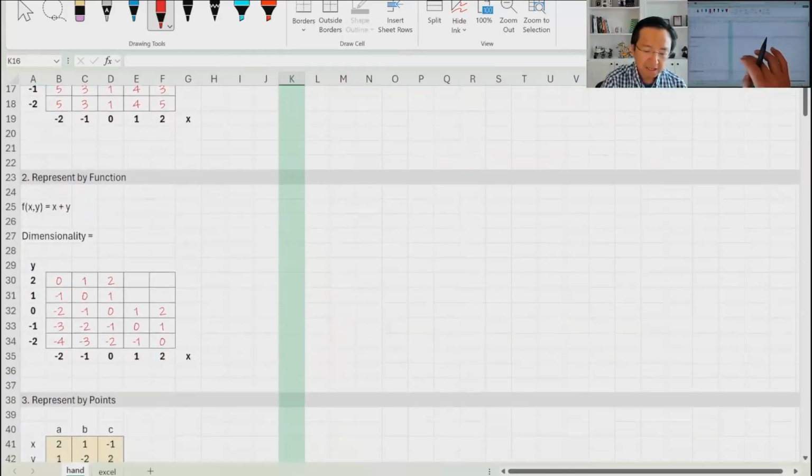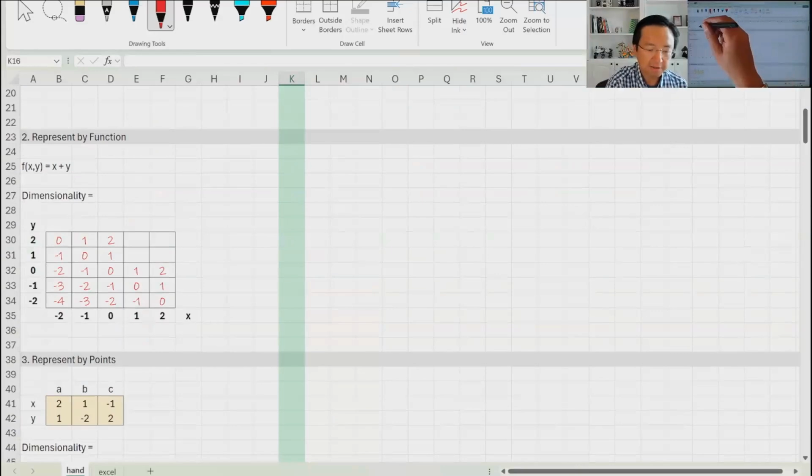Then in the second lecture, we looked at functions. We can represent an image using a function. For instance, we defined the image as a 2D function of x and y, x plus y. We looked at how you can fill up this coordinate grid, and we have all the values filled out already with only 4 as a quick review.